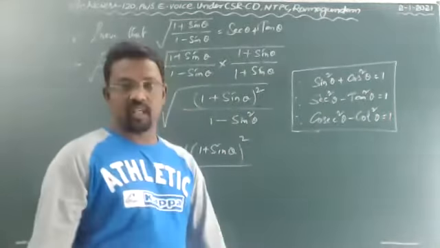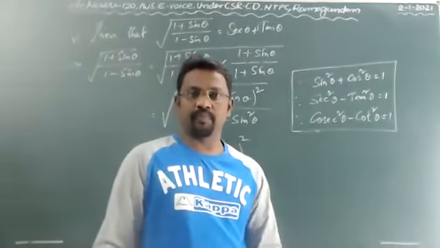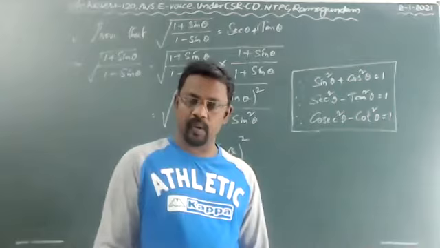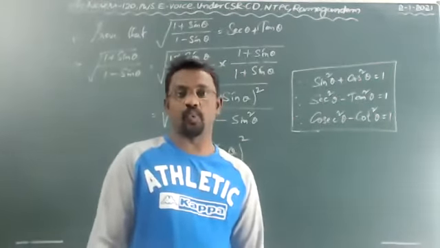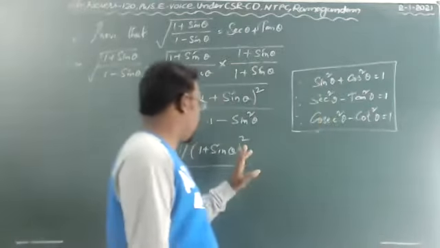3 identities. Sine square theta plus cos square theta is equal to 1. Next, secant square theta minus tan square theta is equal to 1. The final one is cosecant square theta minus cot square theta is equal to 1. With the help of this one, you can do something.